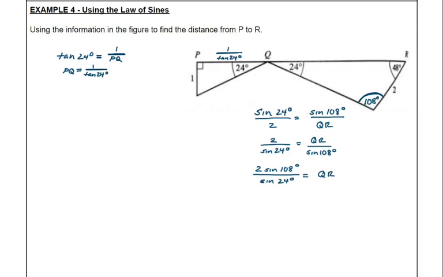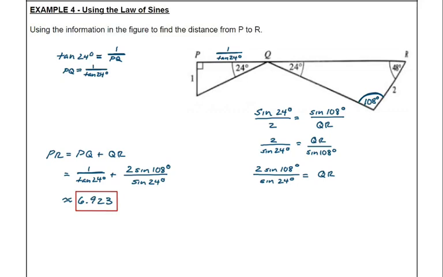So now if I want to use that information that I've found for PQ and QR to find the total length from P to R, I would just add them together. So PR is going to be PQ plus QR. So that's 1 over tangent of 24 plus 2 sine of 108 over sine of 24. And then to find an actual decimal answer for that, I would put those in my calculator, making sure that my calculator's in degree mode, and I would get 6.923.